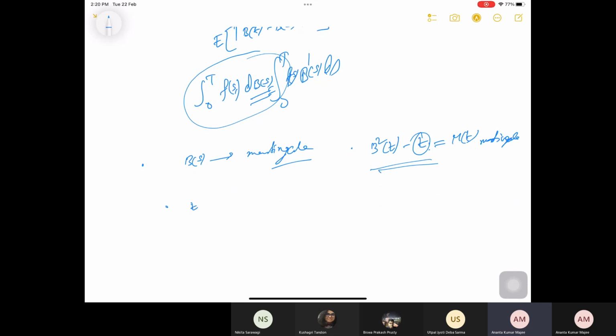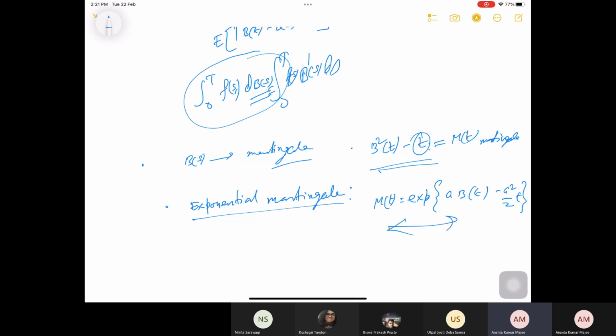And we're also considering the so-called exponential martingale. Those who have done the course MTL 733, the stochastic finance course, have seen there the application of the exponential martingale. What it says is that if you define M_t, which is exponential of a B_t minus a square by 2 t, then this one is a martingale. Not only that, expectation of M_0, or expectation of M_t, is equal to 1. This exponential martingale has many applications, in particular in finance.